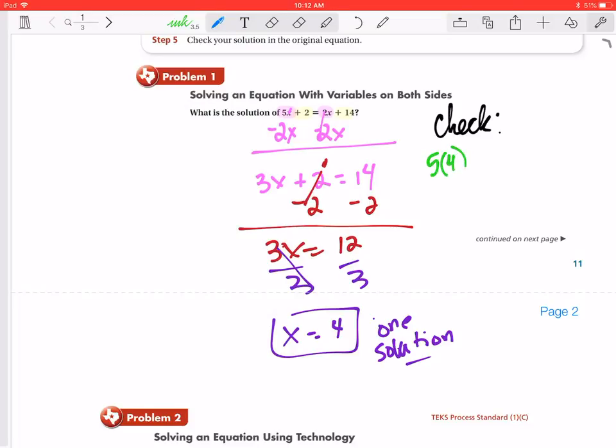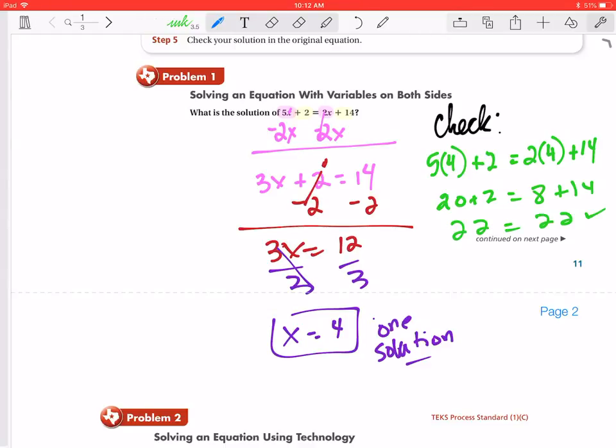I'm going to have 5 times 4 plus 2 is equal to 2 times 4 plus 14. So 5 times 4 is 20 plus 2, and 2 times 4 is 8 plus 14. That's going to be 22 is equal to 22. This is true, and it's only true for x is equal to 4. So we have one solution.